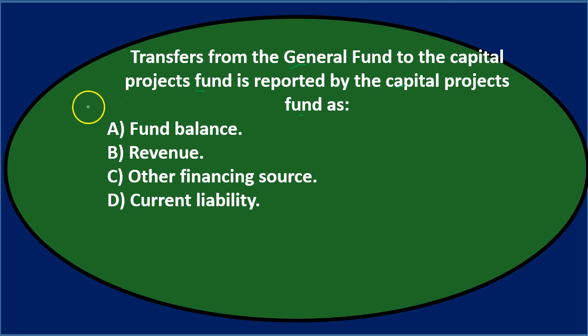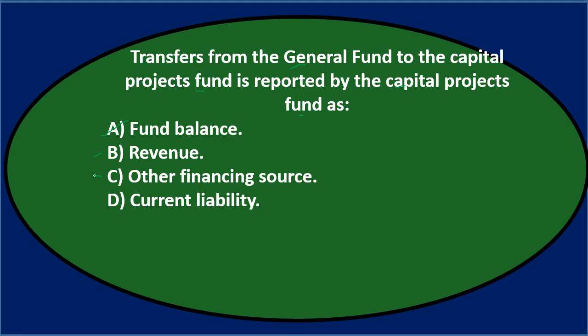Keeping that in mind, is it going to be recorded in the capital project fund as a fund balance? No, that's like an equity section type of thing, so that wouldn't be there, similar to in a for-profit. B says revenue, maybe, kind of, because it's going into the capital project fund. It's going to be increasing the activity, which we're going to record on the temporary accounts, kind of like income statement accounts. C says other financing source. That sounds appropriate. It's another financing source.